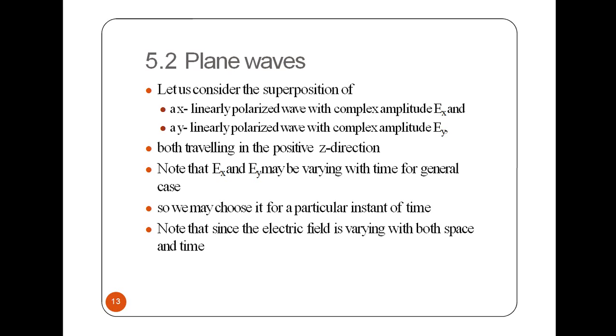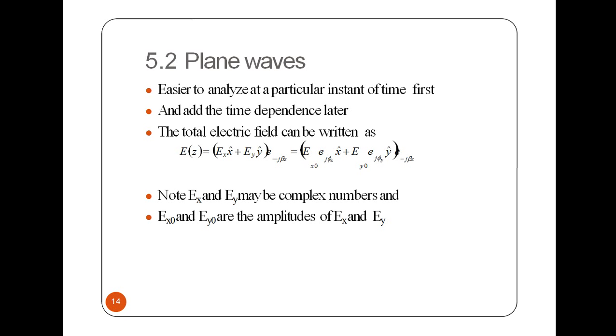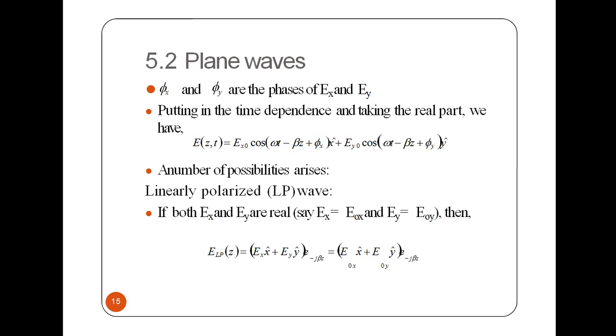Note that since the electric field is varying with both space and time, it will be easier to analyze a particular instant of time first, and add the time dependence later. The total electric field can be written as Ex plus Ey, times e to the power minus j beta z, which could be rewritten as this. Note Ex and Ey may be complex numbers, and Ex0 and Ey0 are the amplitudes of Ex and Ey.